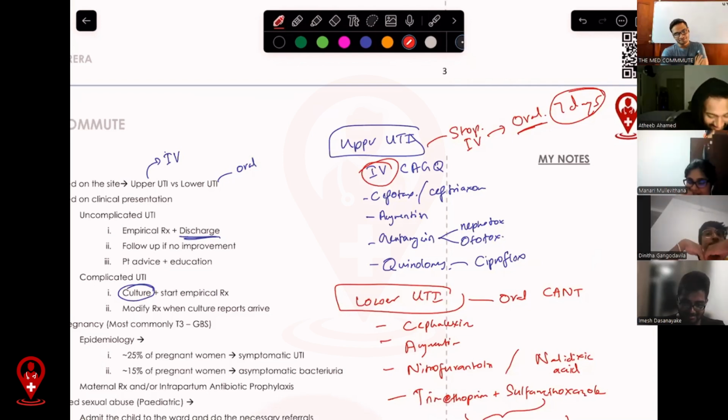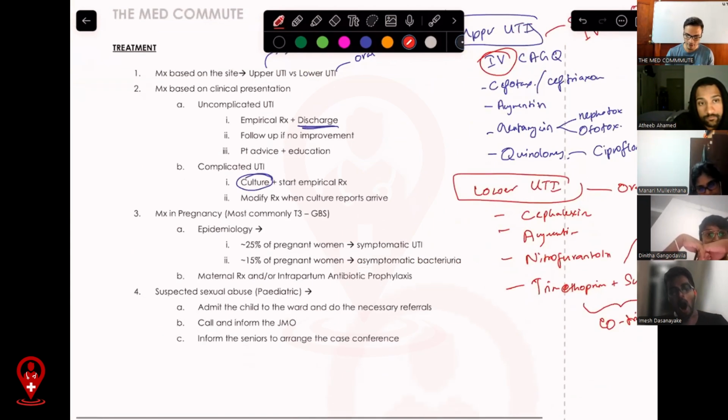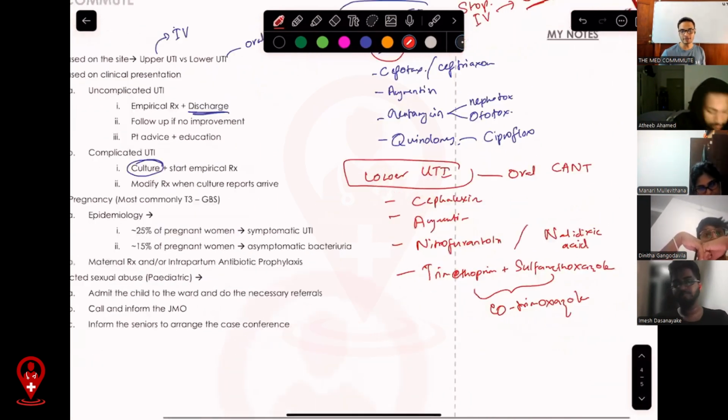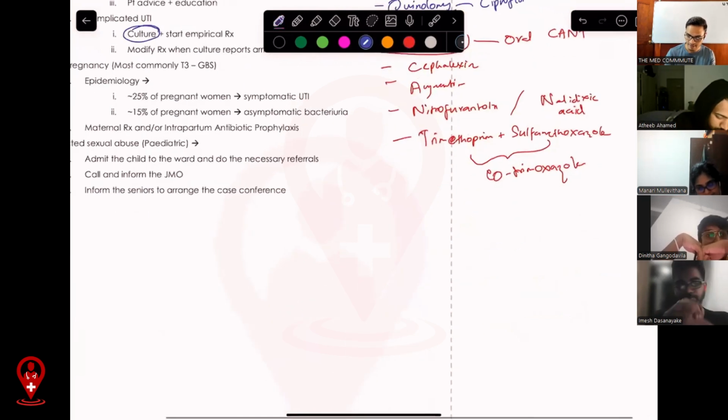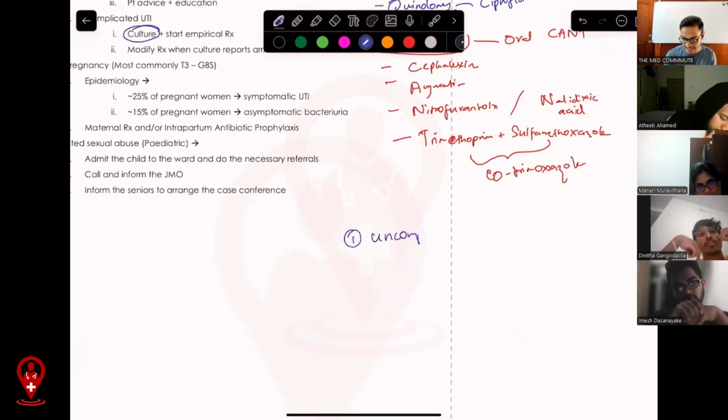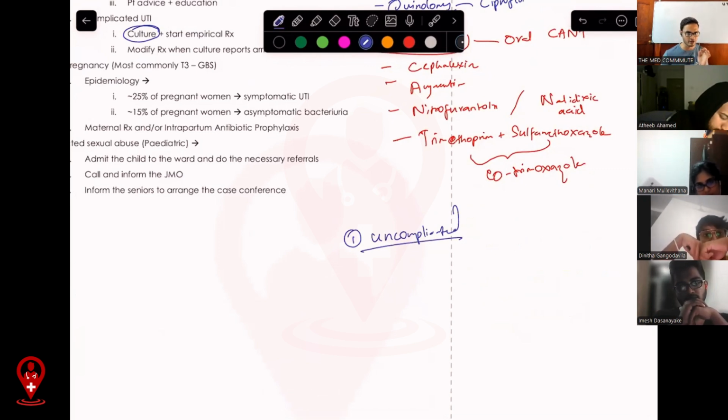Okay. Then next thing, based on the clinical picture, what do we need to talk about here, right? Complicated or uncomplicated? Look at this, guys. First let's go with uncomplicated. If it is an uncomplicated case of UTI, now you all know the definition of uncomplicated. Go back at the note and look if you don't remember.